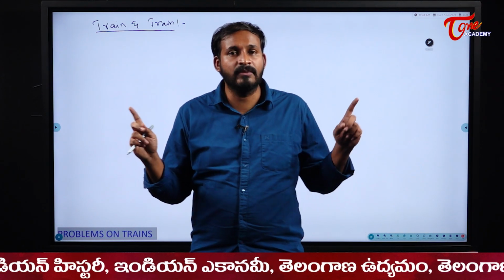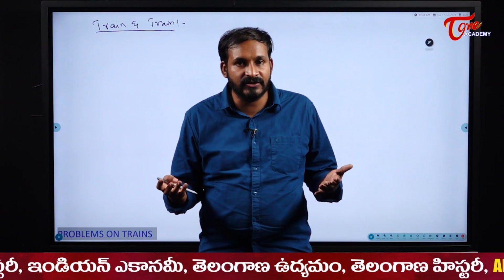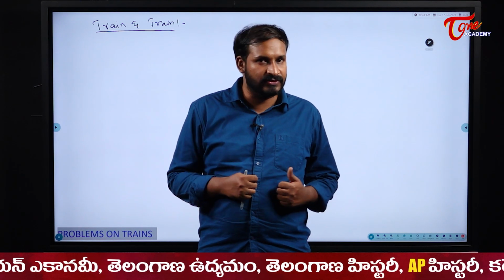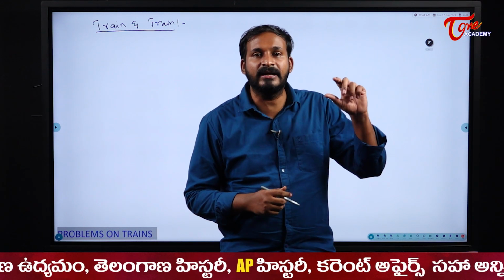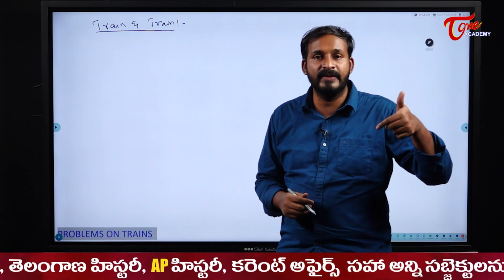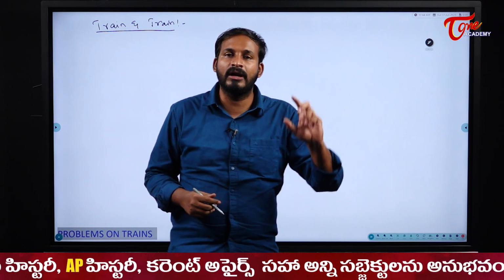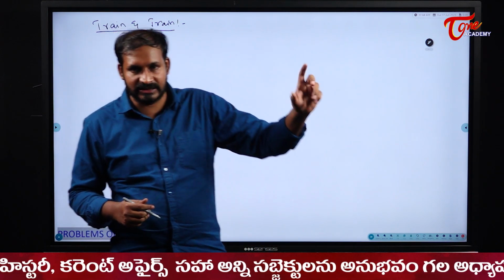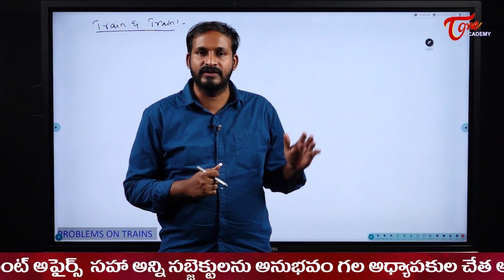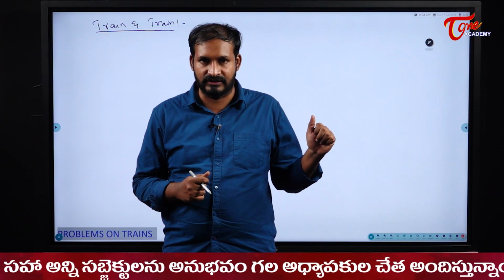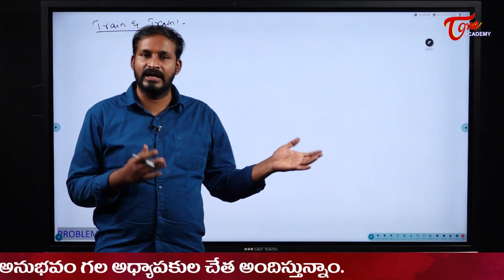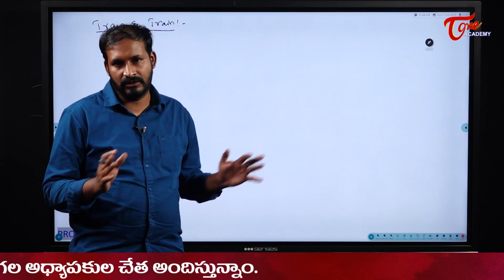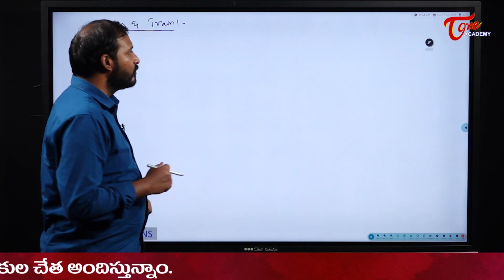If two objects are moving in opposite directions, their sum will become the relative speed. If two objects are moving in the same direction, their difference will be the relative speed, which we have already learned in our time, speed and distance concepts. Please do watch that special video for relative speed, where you can see why we take plus and why we take minus. Okay. Now, the two trains case.